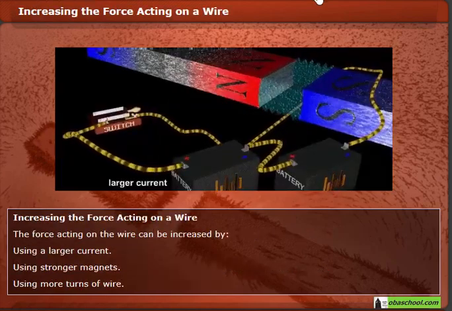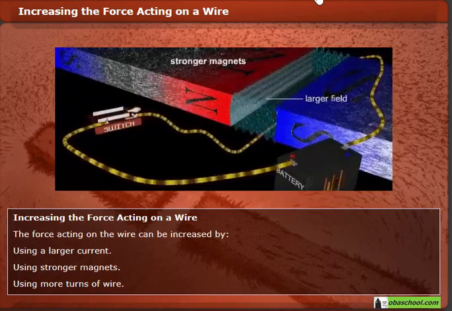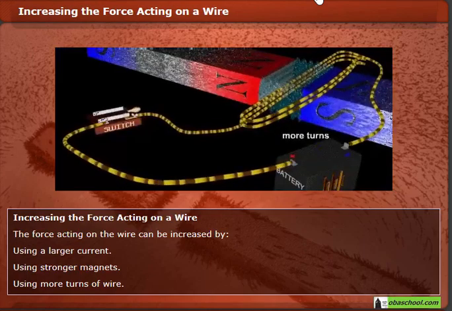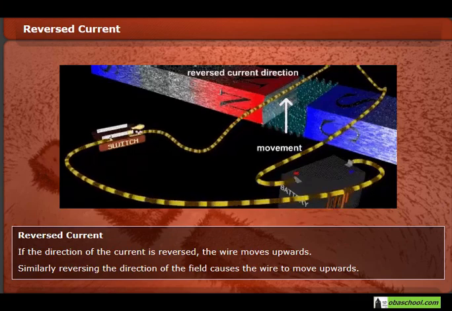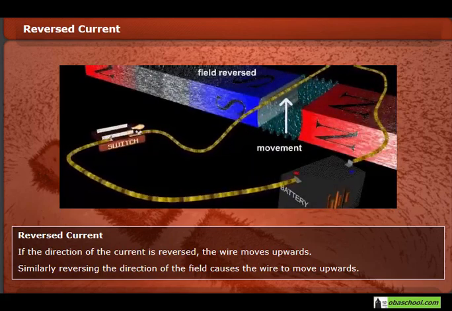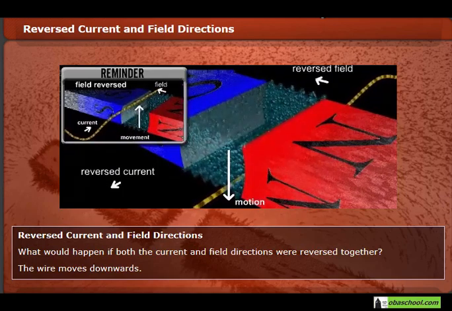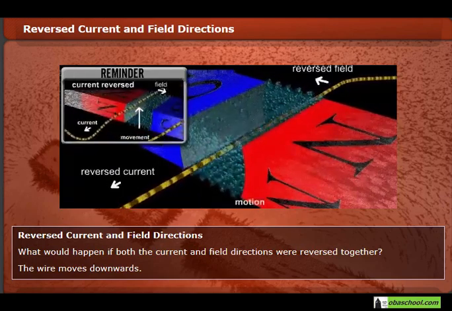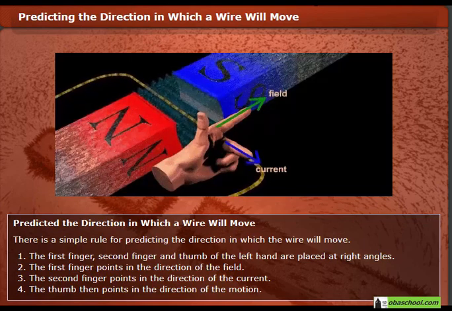The force acting on the wire can be increased by using a larger current, using stronger magnets, using more turns of a wire. If the direction of the current is reversed, the wire moves upwards. Similarly, reversing the direction of the field causes the wire to move upwards. What would happen if both the current and field directions were reversed together? The wire moves downwards. There is a simple rule for predicting the direction in which the wire will move.